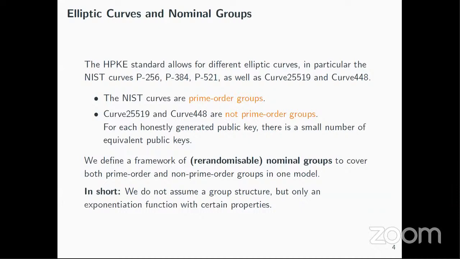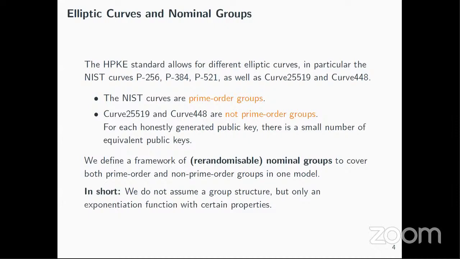What we do in the model is we need to identify the subset of honestly generated private keys, and then another set of private keys in which the discrete log is unique. For prime order groups, these two sets are the same. For these other two curves, they are not the same.